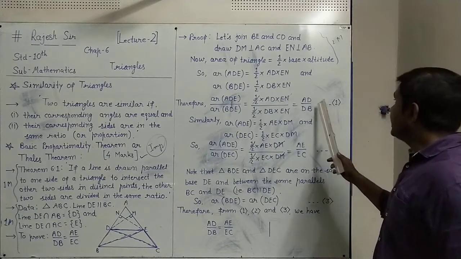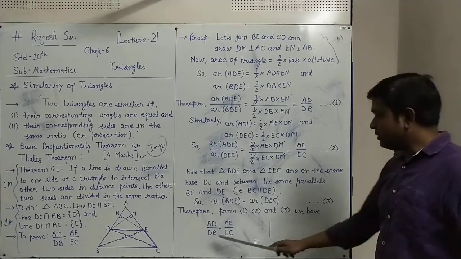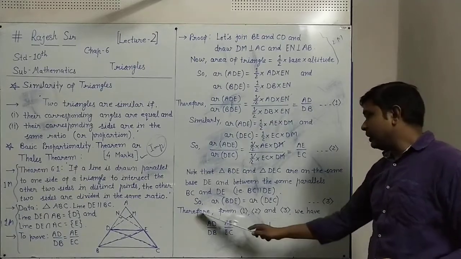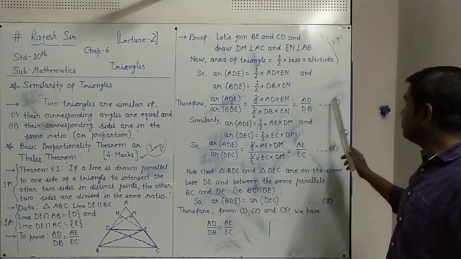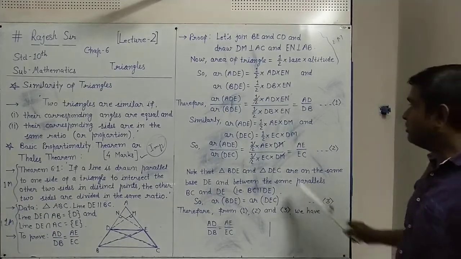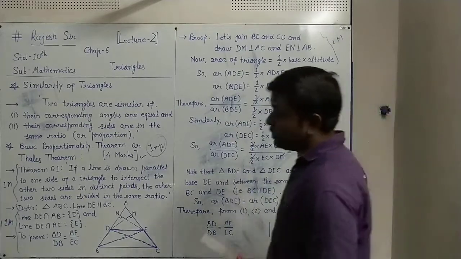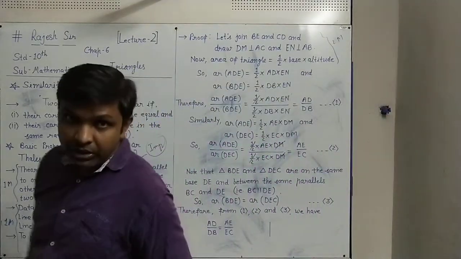If the left sides are equal, the right sides are also equal. In result 1 the right side is AD upon DB and in result 2 the right side is AE upon EC. We can show them equal, and here we have used results 1, 2 and 3 all. So from 1, 2 and 3 we have AD upon DB equals AE upon EC. This way the theorem is proved.